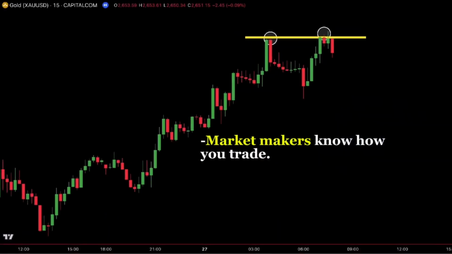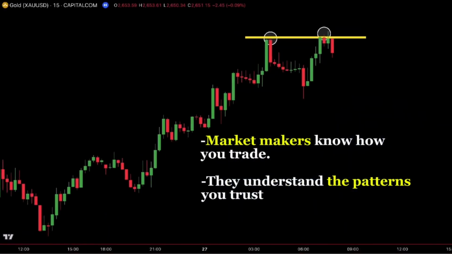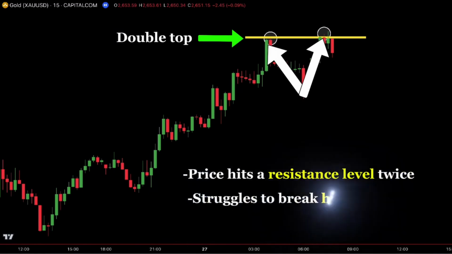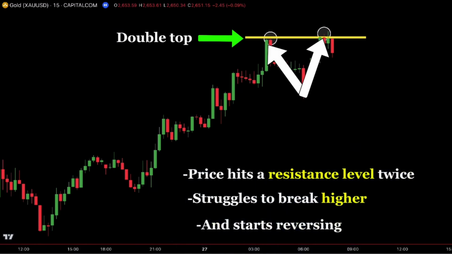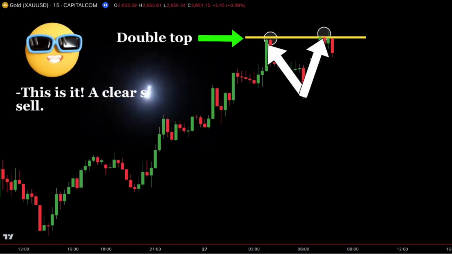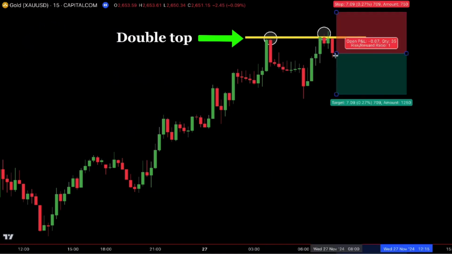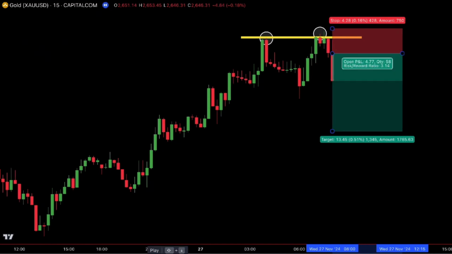Market makers know how you trade. They understand the patterns you trust, and the double top is a perfect example. Price hits a resistance level twice, struggles to break higher, and starts reversing. You think, this is it, a clear signal to sell. Convinced, you enter a short position and place your stop loss just above the resistance level.